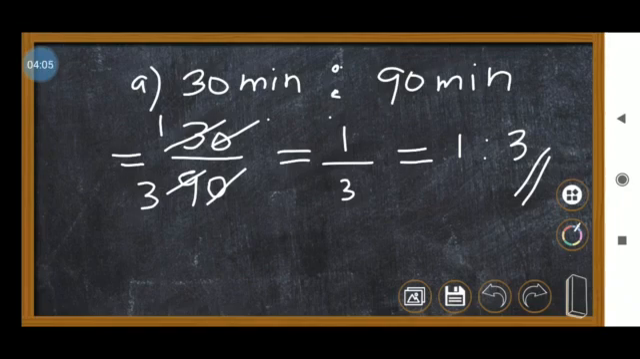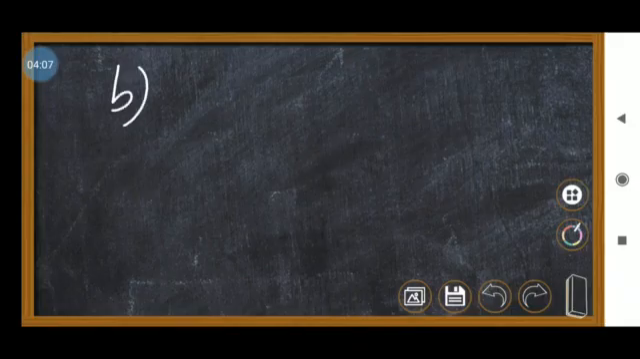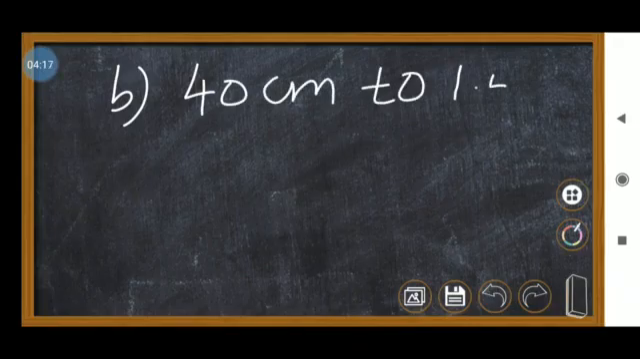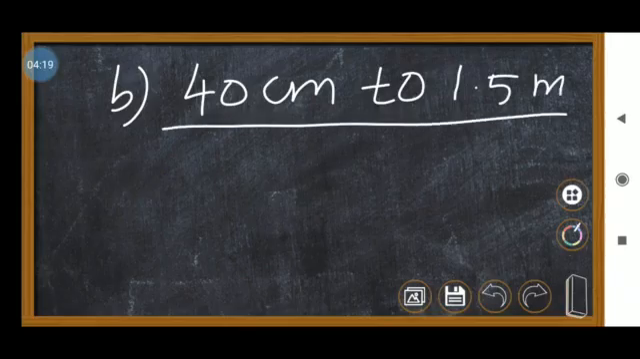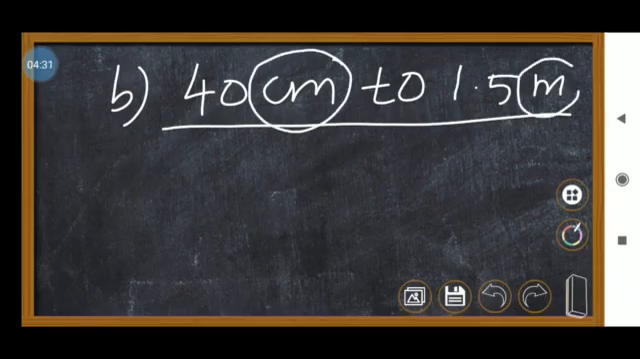The next thing is question B, option B: 40 centimeter to 1.5 meter. Remember, whenever you find the ratio, check whether it is the same unit or not. Here centimeter is given, and here meter is given. So you need to convert either centimeter into meter or meter into centimeter. Whichever is easier, you have to do that.